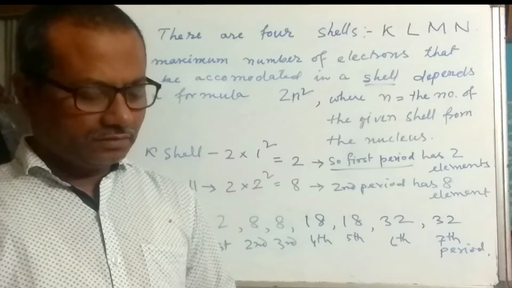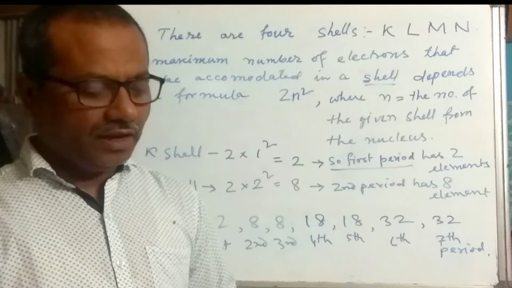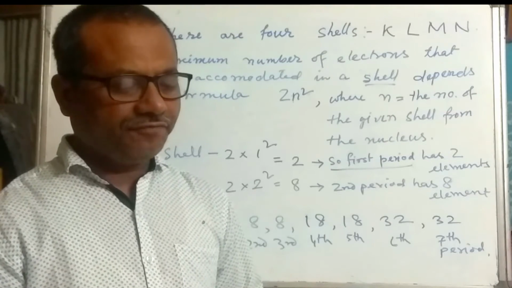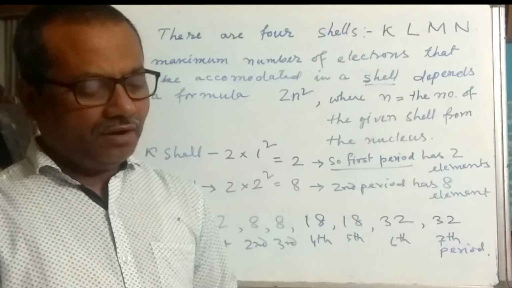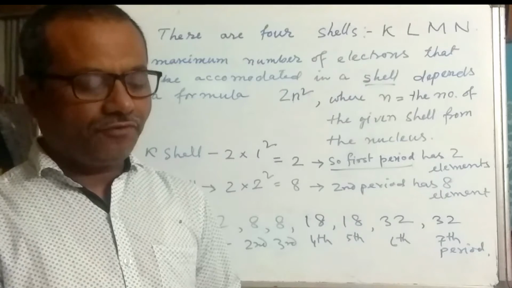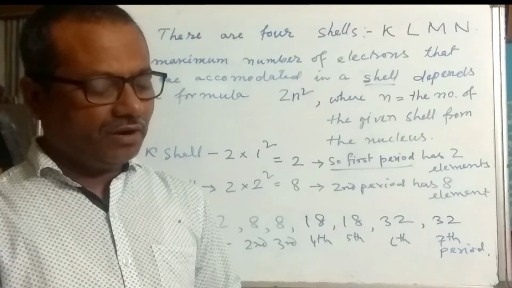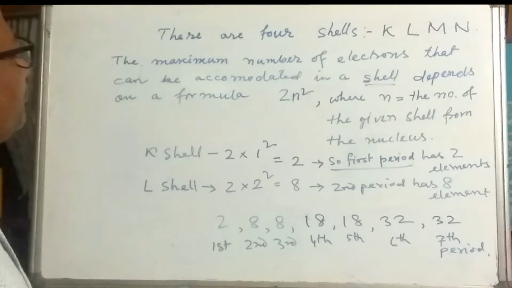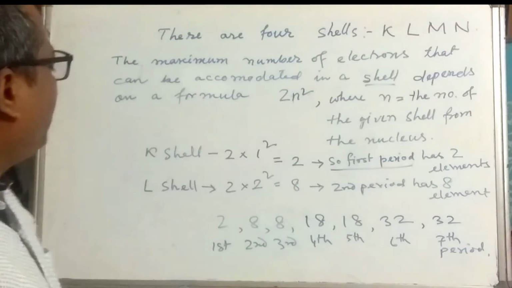We are learning about the periodic classification of the elements. How many electrons are there in the first, second, third and fourth periods? The number of electrons that can be accommodated in a cell depends on the formula 2n², where n is the number of the given cell from the nucleus. Here I have written that there are 4 cells: K, L, M and N.